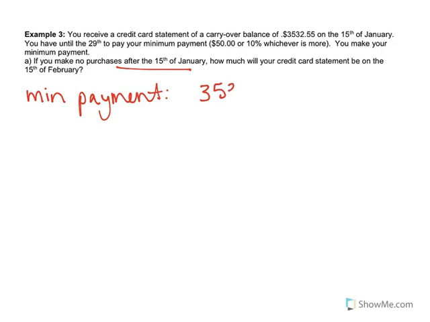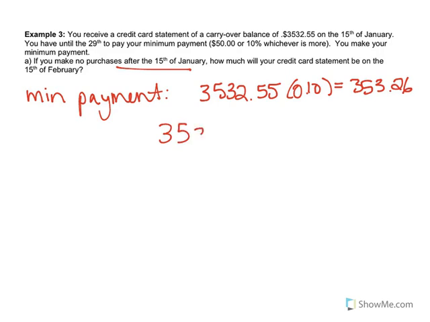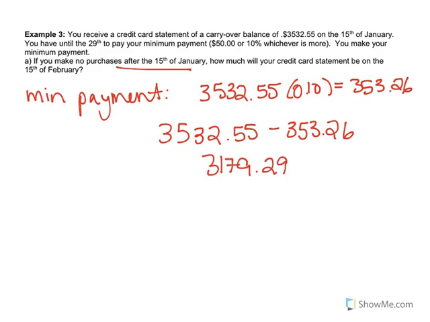So we have 3532.55 times 10%, which is $353.26. So we'll subtract that from our balance due, and we have $3,179.29. And then we have our interest that we have to pay.